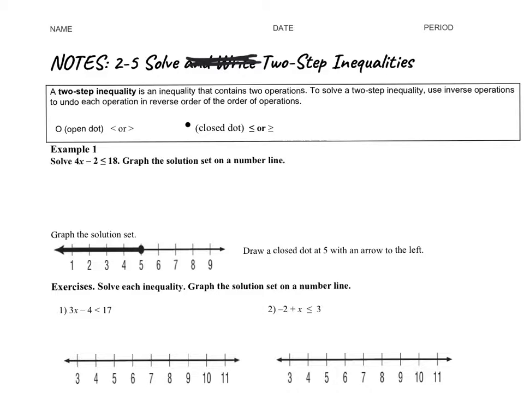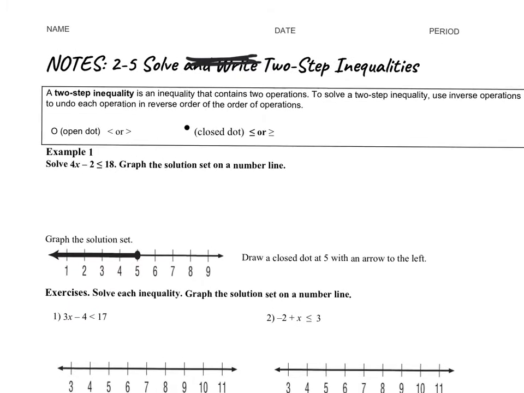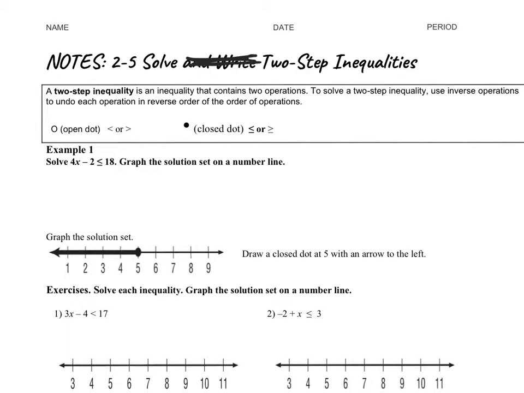Okay, so if we talk about a two-step inequality, two-step inequalities are going to be the same thing. They're going to be equations like we were solving before, but they're going to have a less than, greater than, less than or equal sign, or greater than or equal sign instead of an equal sign. Okay, so a two-step inequality is an inequality that contains two operations. To solve a two-step inequality, you use inverse operations to undo each operation in reverse order of the order of operations, okay? So that's what we were doing.